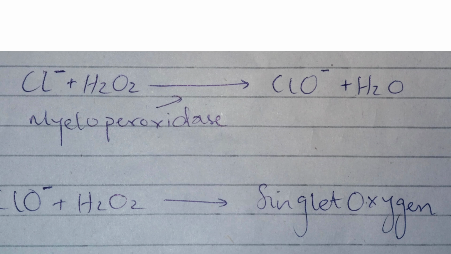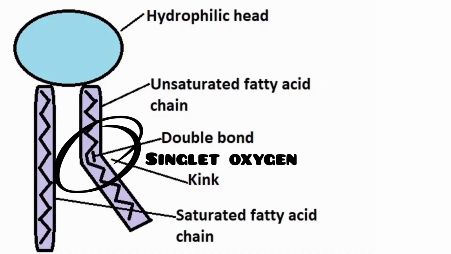Chloride ion plus hydrogen peroxide produces hypochlorite ion plus water. The hypochlorite ion by itself damages cell walls but can also react with hydrogen peroxide to produce singlet oxygen. In the first reaction, the chloride ion reacted with hydrogen peroxide to produce hypochlorite ion. Then the hypochlorite ion again reacted with hydrogen peroxide to produce singlet oxygen. And this singlet oxygen damages cells by reacting with double bonds in the fatty acids of the membrane lipids.